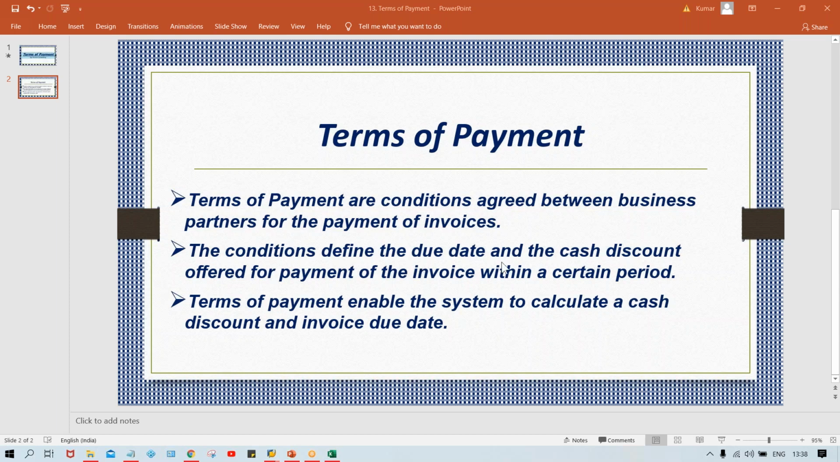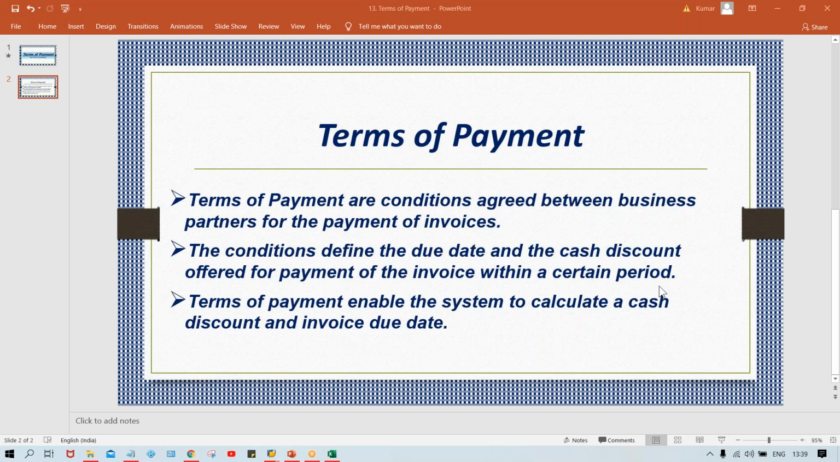Now the conditions define the due date and the cash discounts offered for the payment of the invoices within a certain period. Of course, as I told you, the due date is going to be calculated by terms of payment itself automatically, even if the vendor is offering discounts. Like the vendor says, okay, terms of payment is 30 days, agreed. But if you make payment in 15 days itself, we are going to give you a 5% discount. So is it possible? Let's suppose if somehow we are able to release the payment in 15 days itself, then that 5% discount is also supposed to be calculated, and it is supposed to be posted in our books of account, right?